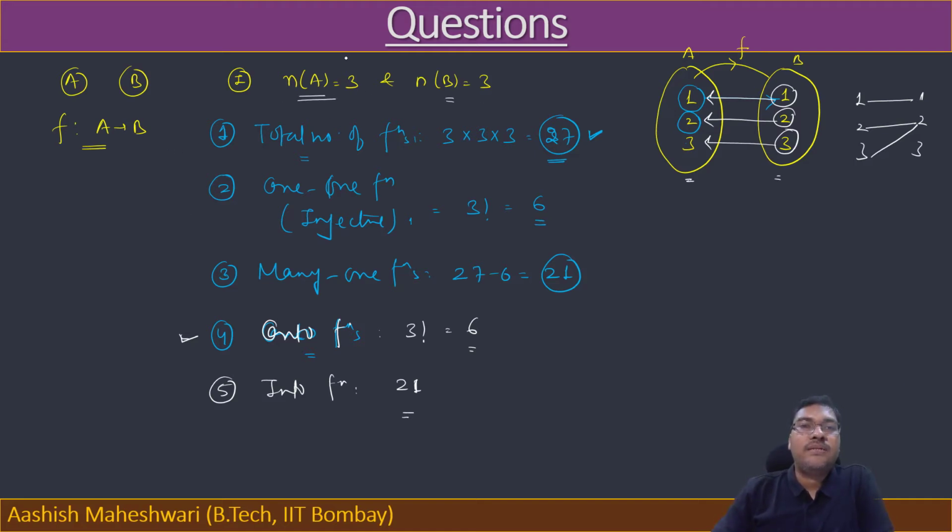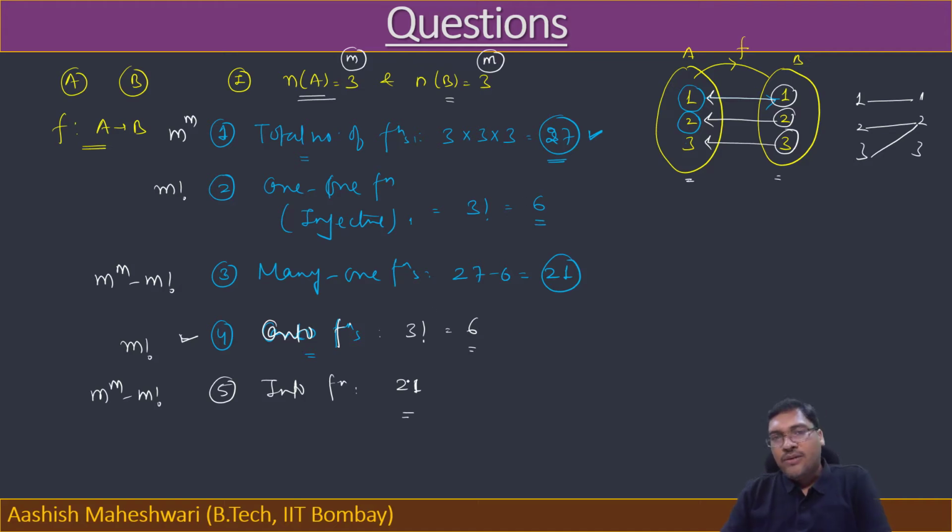Let's say the number of elements in set A is m and number of elements in set B is also m. The total number of functions will be m raised to m. Total number of one-one functions will be m factorial. You can see the logic here. Total number of many-one functions obviously will be m raised to m minus m factorial. Total number of onto functions will be again m factorial. Total number of into functions will be m raised to m minus m factorial. So again, these are just the formulae which are derived by using the same concepts.